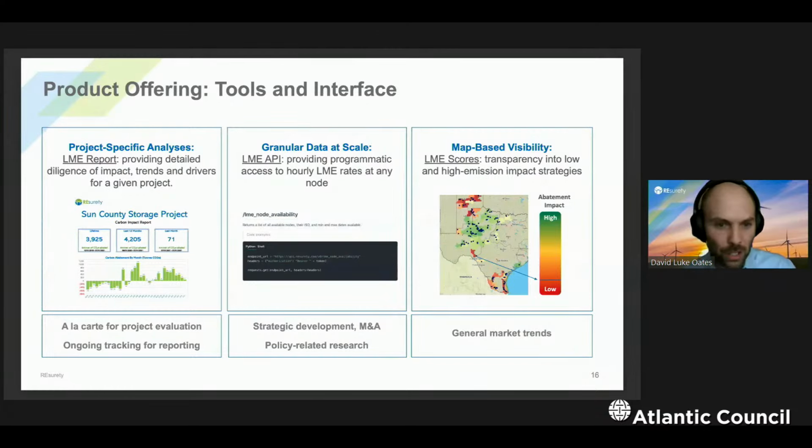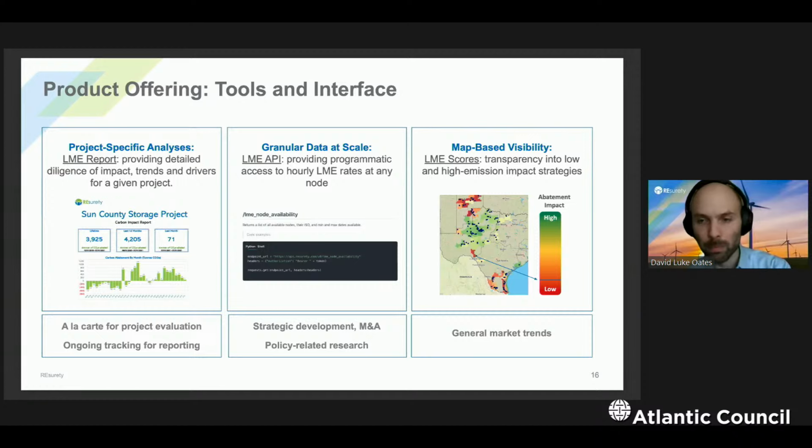So just briefly before I finish talking, I'll talk about how we surface this data for our customers. We offer it in 3 ways. The first are project-specific analyses, where we provide reports for an individual project that provide the LMEs for that project, as well as the generation for that project, and bring them together to report carbon abatement. We also surface this data through our API, and that allows customers to access the LMEs for any hour in the data record that we have going back to about 2018, and for any node. And we're currently serving that data in ERCOT and in PJM, and we're working on rolling it out across the country with CAISO coming next.